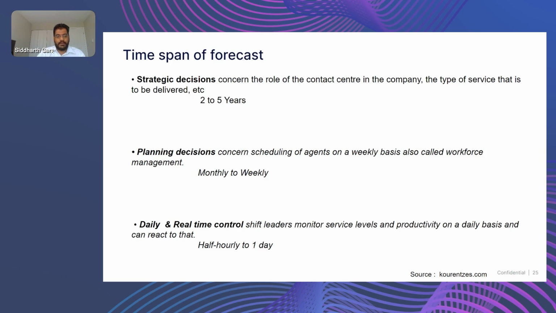For the time span of the forecast, we can use this strategy for planning decisions and daily and real time control. The strategic decisions which are taken for 2 to 5 years are for strategy, and we won't be using these methods for that, but we are using them for planning decisions and real time control that varies from monthly to weekly and half hourly to daily.